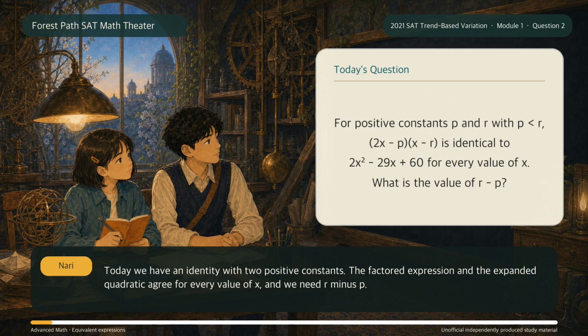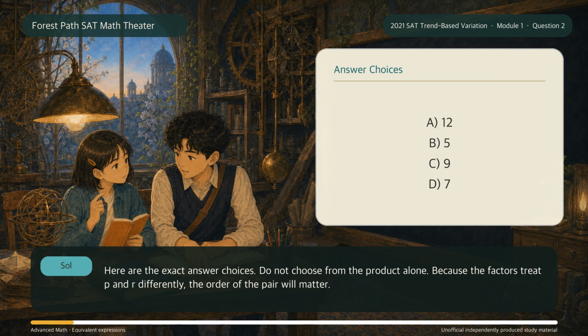Today, we have an identity with two positive constants. The factored expression and the expanded quadratic agree for every value of x, and we need r minus p. Here are the exact answer choices. Do not choose from the product alone. Because the factors treat p and r differently, the order of the pair will matter.